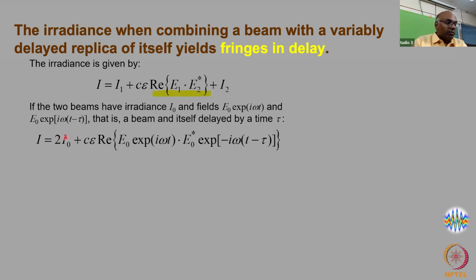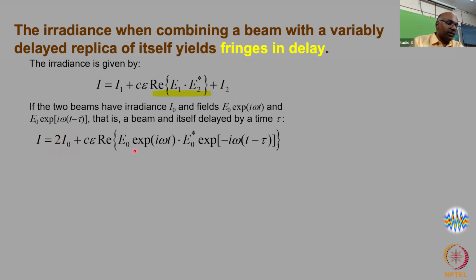Okay, with this time delay tau in between them, the total irradiance turns out to be the following. It is essentially I is I1 plus I2, but I1 and I2 are identical. They are the same, and they're also equal here to I naught, the individual irradiance of each wave. I naught here is what? It is just 1/2 C epsilon E naught square. So this is twice I naught. Okay, I1 plus I2 is twice I naught.